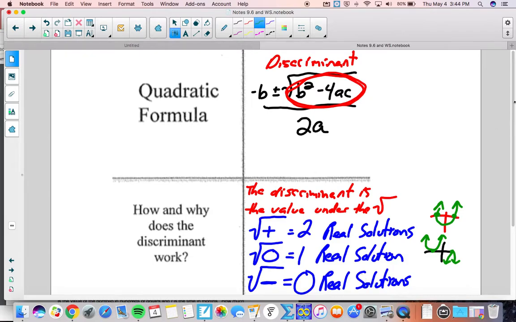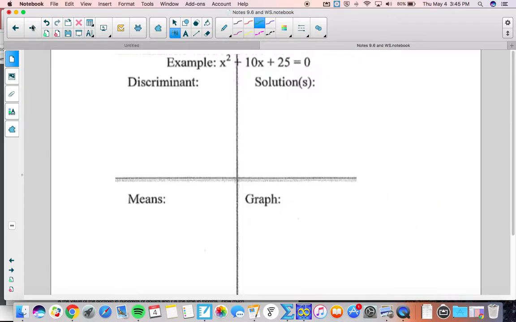And then if you get a negative number, we can't square root a negative number, so we can't actually continue on with the quadratic formula. We can't continue on getting solutions. That means that our smiley face parabola is actually above the x-axis, or our frowny face parabola is below the x-axis, like that. So let's take a look at an example.